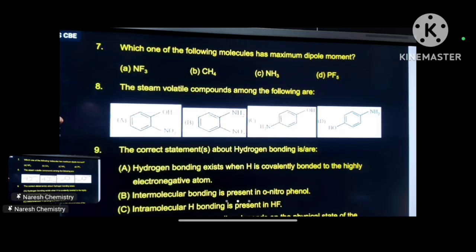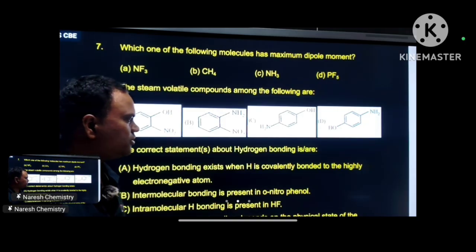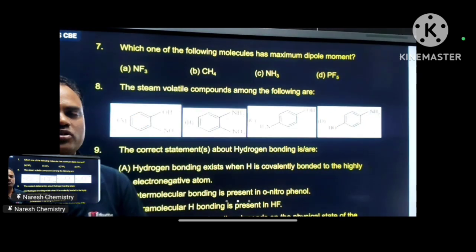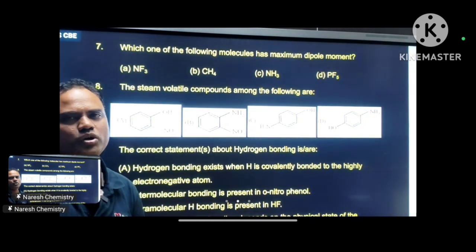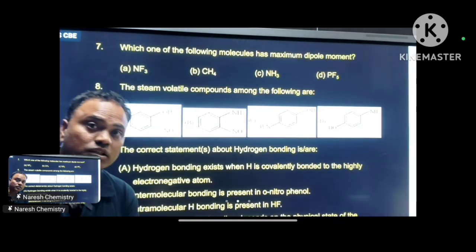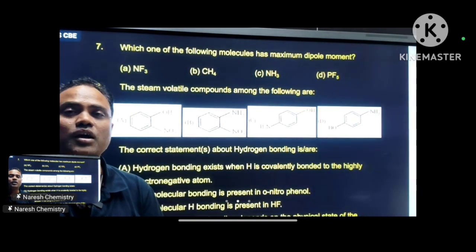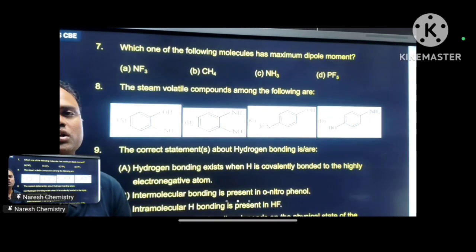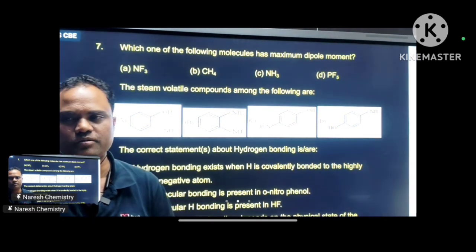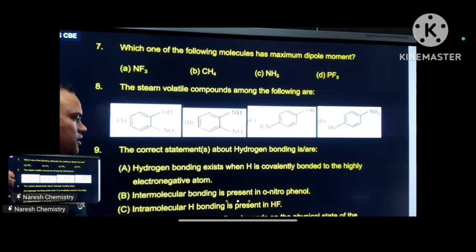The correct statements about hydrogen bonding. Hydrogen bonding exists when hydrogen is covalently bonded to the highly electronegative atom. Correct or wrong? I gave the conditions. What is the condition for hydrogen bonding? More electronegative atoms should be present, hydrogen should be present, and that hydrogen should be covalently bonded to another more electronegative atom. I gave it once, you can check the notes. Okay. First condition is correct.